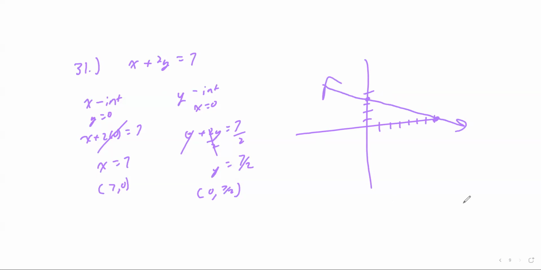Pretty straightforward. Let's just do one more to make sure you got it. Let's look at number 33. y equals -x. X-intercept, y equals 0. So that means 0 equals -x. If -x equals 0, that means positive x will equal 0. So in this case, 0, comma 0 is my x-intercept.